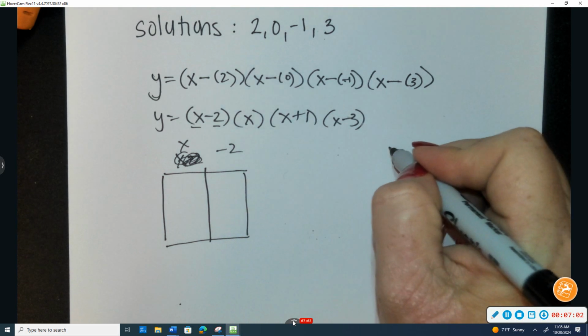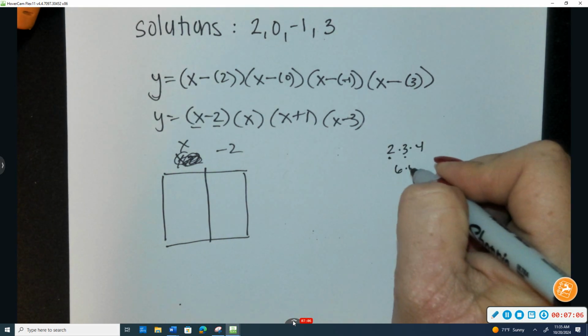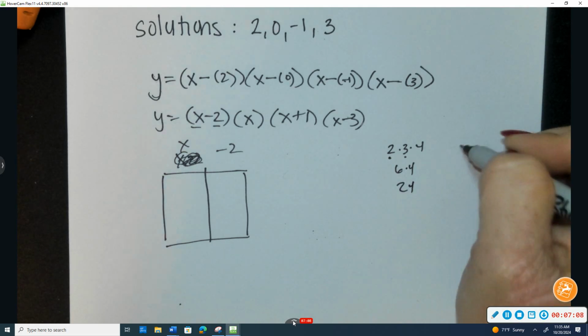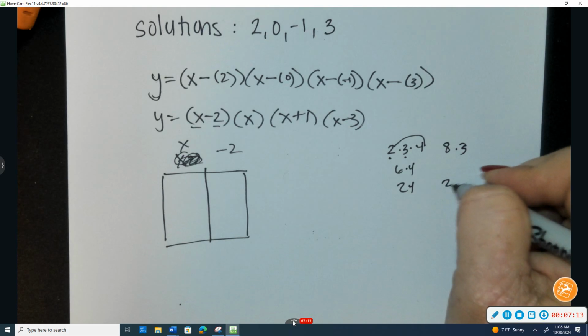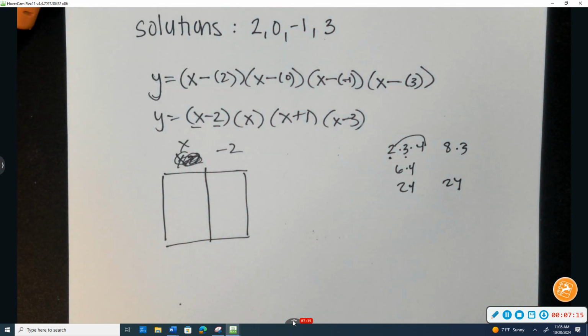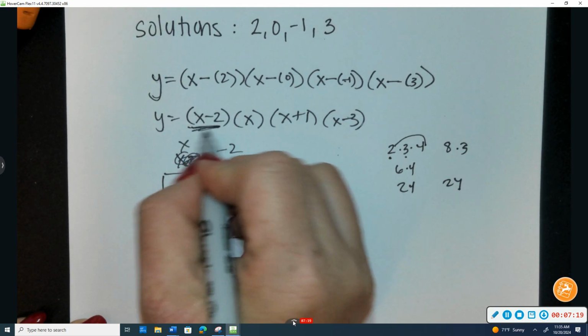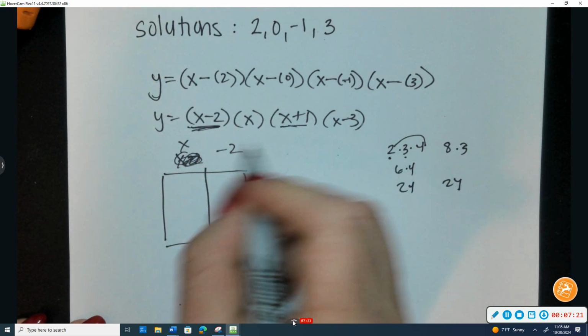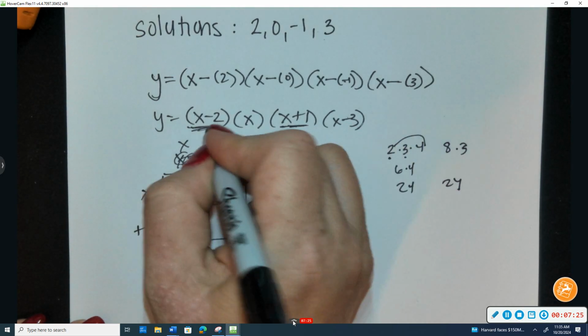So remember that when you take 2 times 3 times 4, whether you take 2 times 3 to get 6, and then 6 times 4 gives you 24, or you could take 2 times 4 is 8, and then 8 times 3 is 24. So the order you multiply doesn't matter. The same thing here. I have x subtract 2, so I'm taking this first parenthesis, and I could take the third parenthesis, x plus 1. So these are the 2 that I'm going to combine right now.